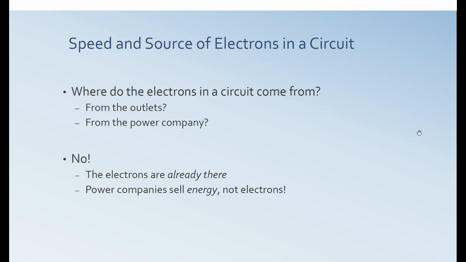So where do these electrons in the circuit come from? Do they come from our power outlet when we plug something in, or from the power company? And of course, the answer is no. The electrons are already there, present in the wires in our house or whatever. The power companies don't sell electrons, they sell energy to cause those electrons to vibrate.